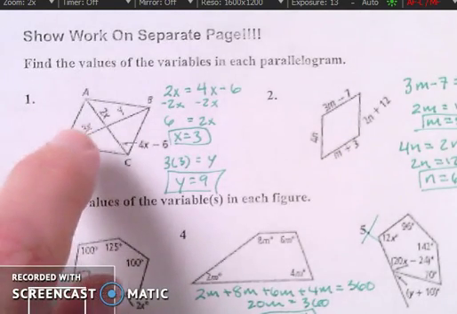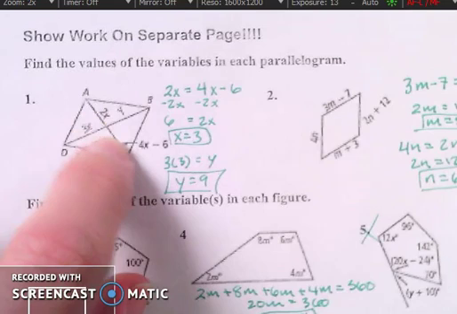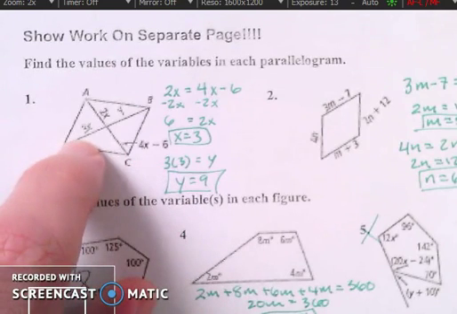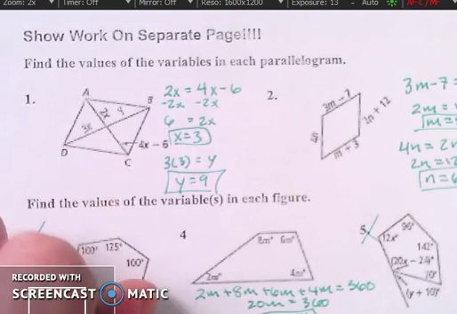Alright, so in this parallelogram our diagonals are going to be congruent here, so we set 2x equal to 4x minus 6 to get x equals 3. Then we plug the 3 back into this equation, which would be 3x equals y, which just becomes 3 times 3, which is 9, so y equals 9.